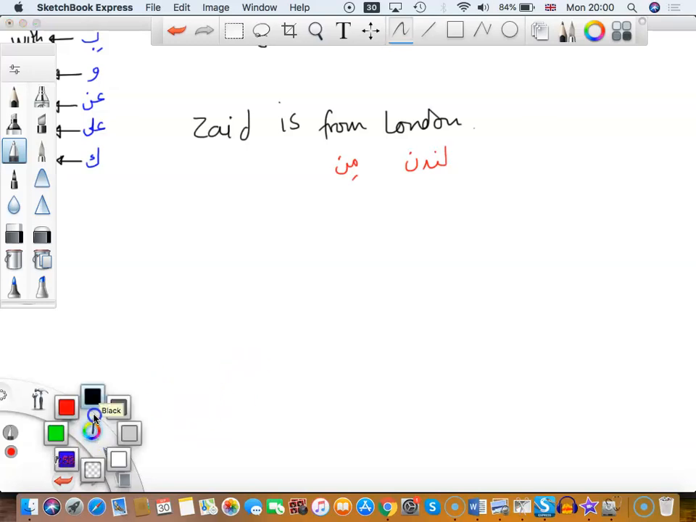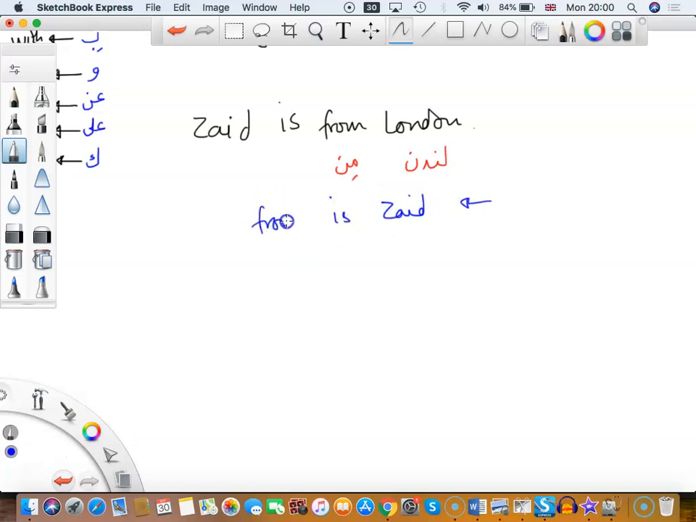So, first of all, what do we do? Rewrite it from right to left. So it becomes what? Zaid is from London. Okay, then what do we do?